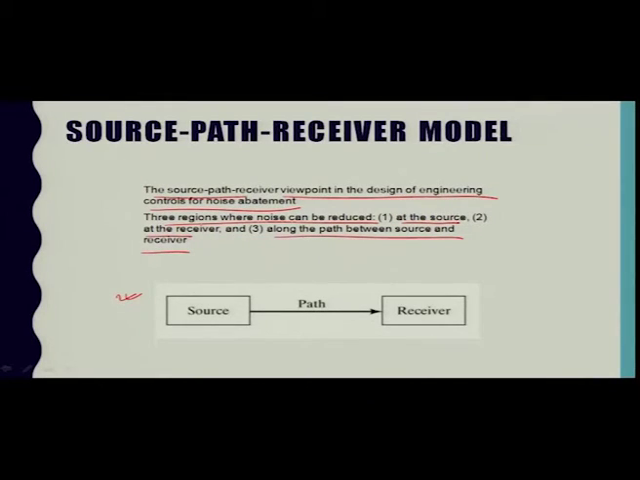In that context, engineering controls at the receiver means providing some ear protection for the worker who is constantly working in the noisy environment. The types of ear protection equipment may include ear plugs, ear muffs, and it may also include helmets.